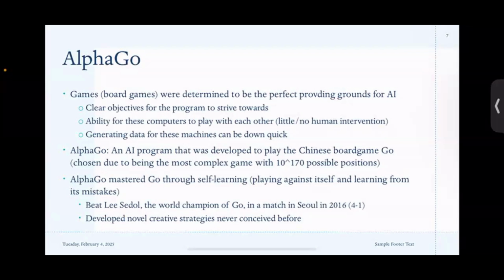Now, AlphaGo is an AI program that was developed to play the Chinese board game Go, chosen because it is the most complex game, with 10 to the power of 170 possible decisions. AlphaGo mastered Go through self-learning, playing against itself and learning from its mistakes. In doing so, it achieved quite a few important milestones for the overall image of AI. For example, it beat Lee Sedol, the world champion of Go, in a match in Seoul in 2016 with a score of 4-1. It also developed novel creative strategies never conceived before, such as Move 37.